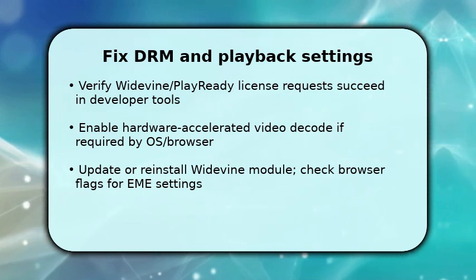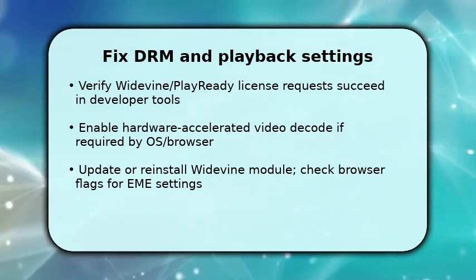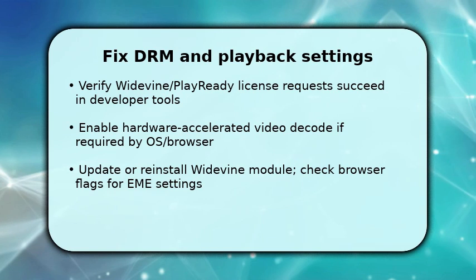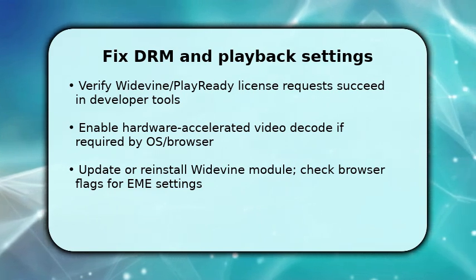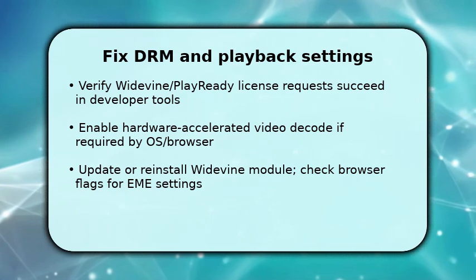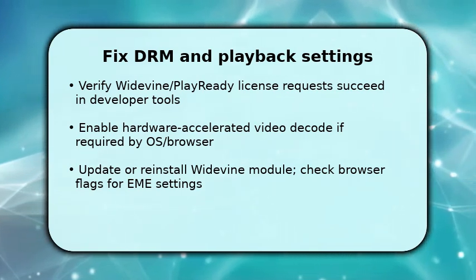If license requests fail, enable hardware-accelerated decode. This often lets the browser present the proper platform keys. Once enabled, update or reinstall the Widevine module and check browser flags that control EME. Incorrect flags can block CDM loading.